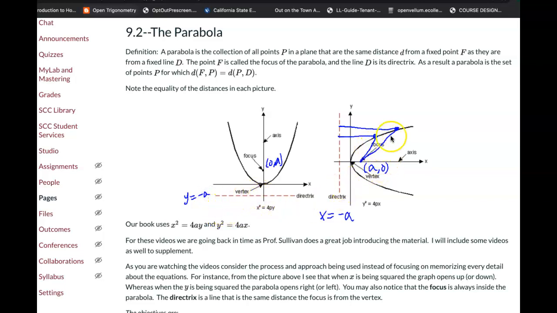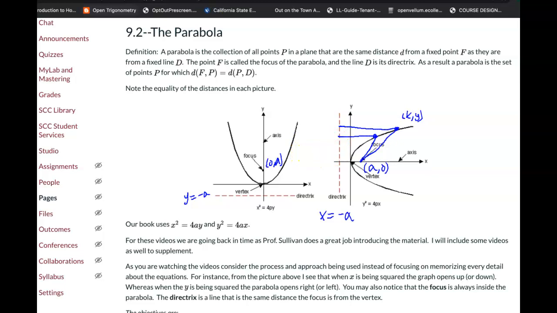Alright, so if we're playing with the distances, we still want to find the ordered pair for these. The point on the parabola would just be (x, y), and since we know that the directrix is the equation x = -a, when you look at the distance from the point to the directrix, it's going to be the absolute value of x minus -a, or the absolute value of x + a.